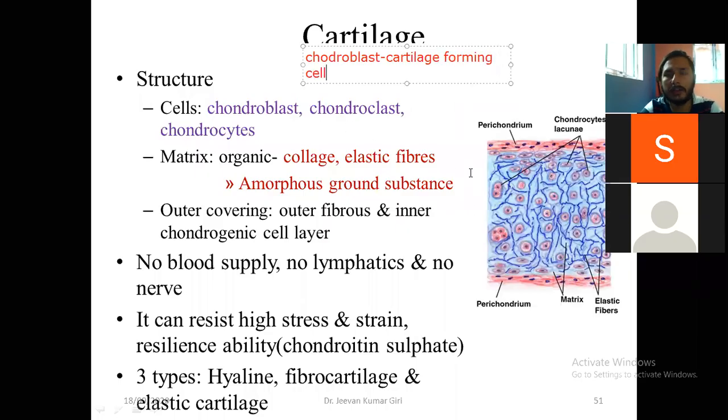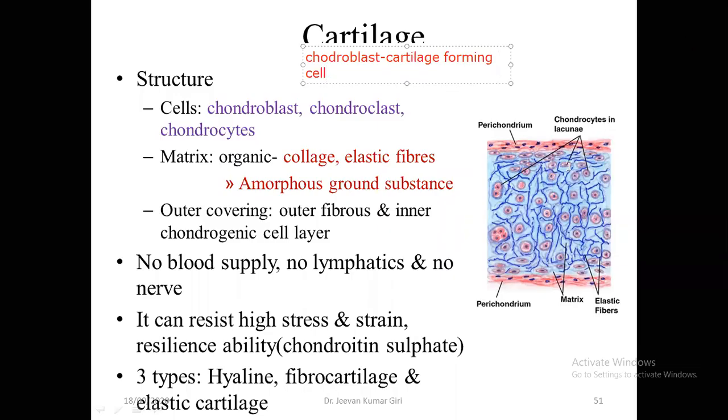You can see the structure of cartilage in this corner here, on the left side. This is the histology of cartilage. Now see, this collagen fiber or elastin fiber present here are all formed by the chondroblast only. This matrix is secreted by the chondroblast only, and the chondrocytes are also formed by the chondroblast only. So chondroblasts are the cartilage forming cells. Okay, the next type of cell in the cartilage is the chondrocyte.